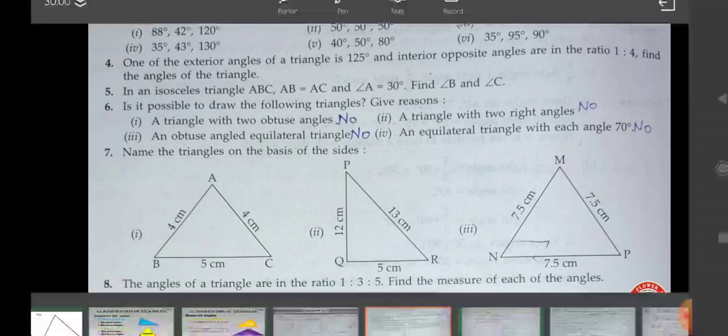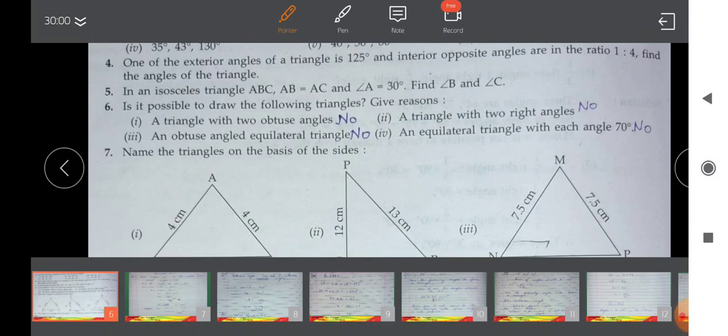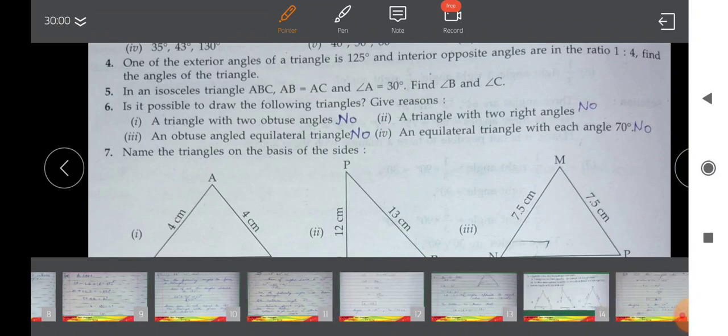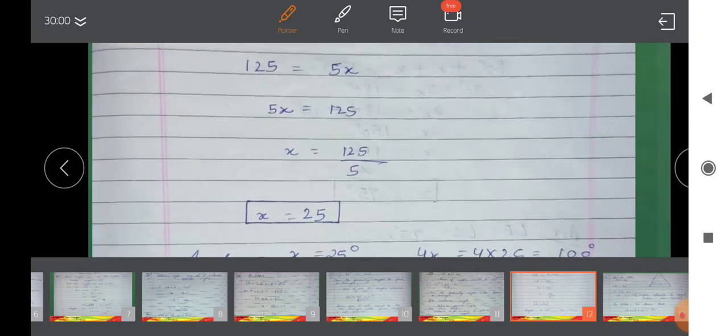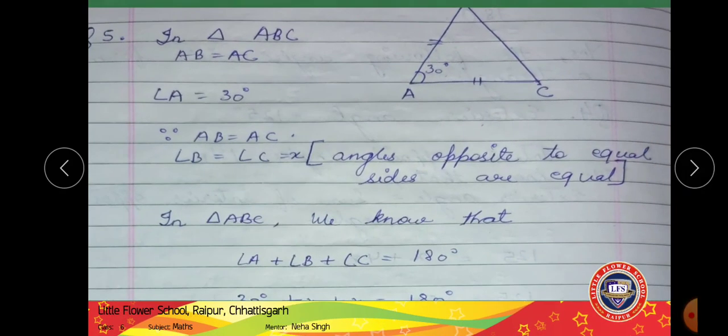Fifth question, in an isosceles triangle ABC, AB equals AC, the two sides equal are AB and AC, and angle A is given to you. You need to find angle B and angle C. So let us see how we are going to find it. See, in an isosceles triangle, two sides are equal as well as two angles will be equal, right? Since it is an isosceles triangle, two sides are equal, right?